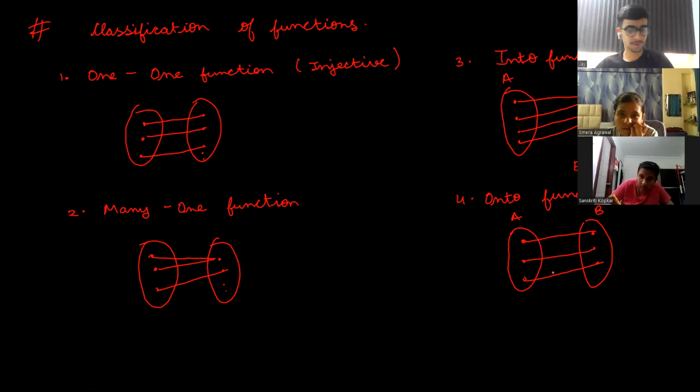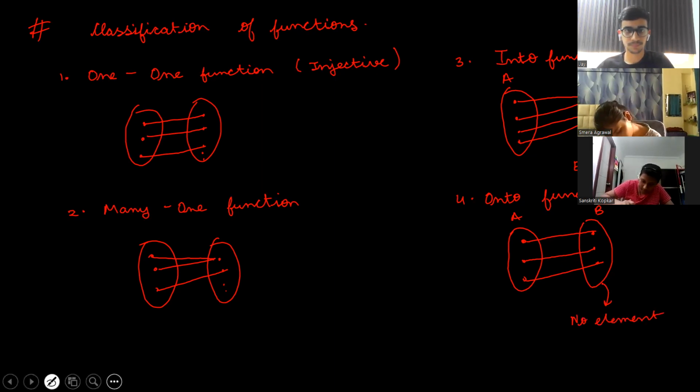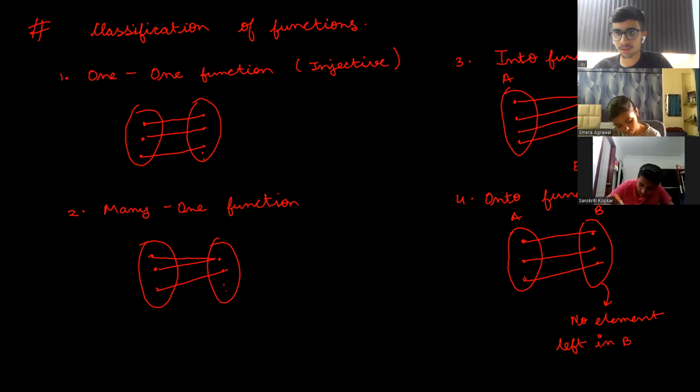Now an onto function. So इसके नीचे लिख लेना, no element left in B. ठीक है. And these types of functions are also known as surjective. Injective and surjective.